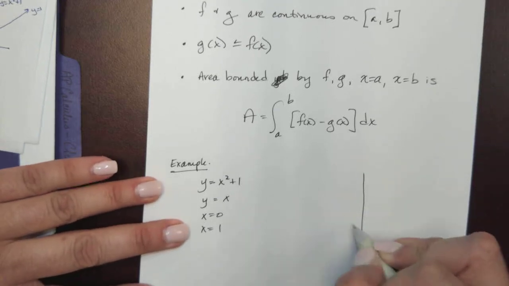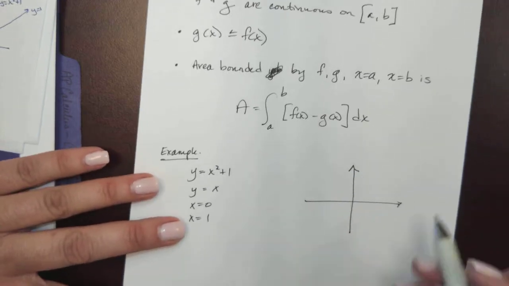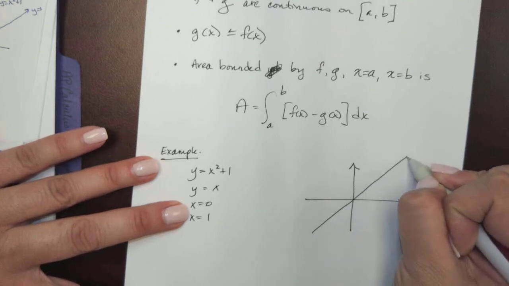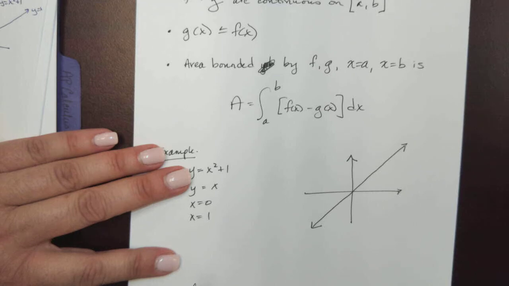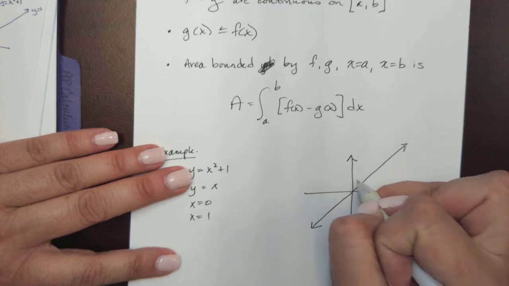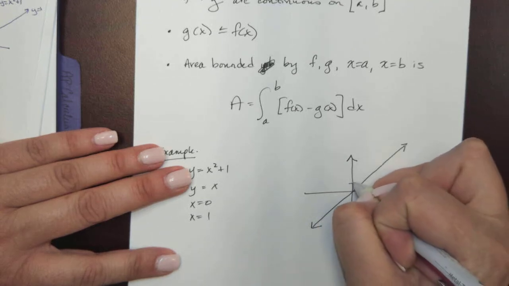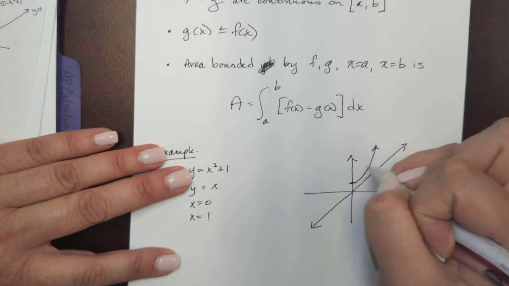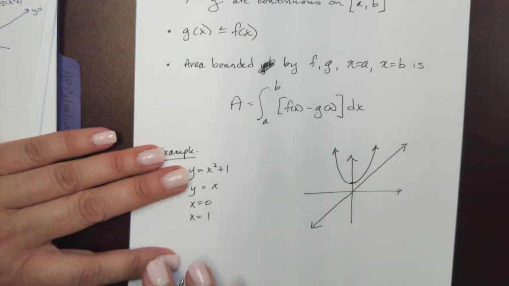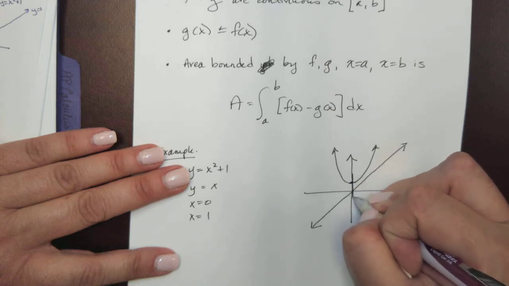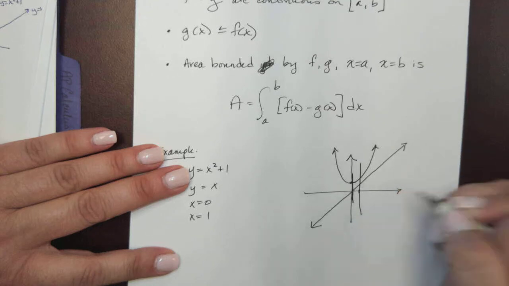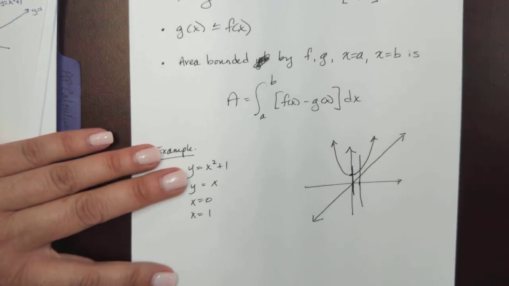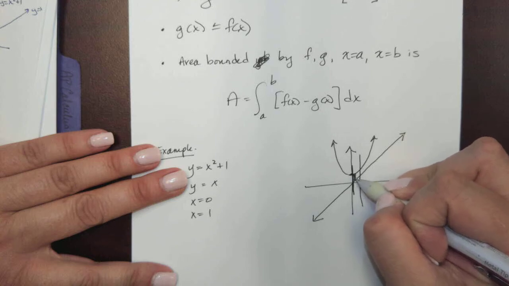So if I were to graph this, the function y equals x goes through like this. x squared plus 1 is a parabola that's shifted up 1. They do not intersect. And I have the vertical lines x equals 0 and x equals 1. So my area that I'm looking to calculate is this area.